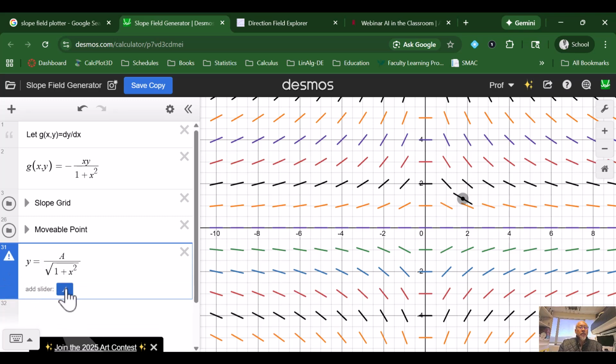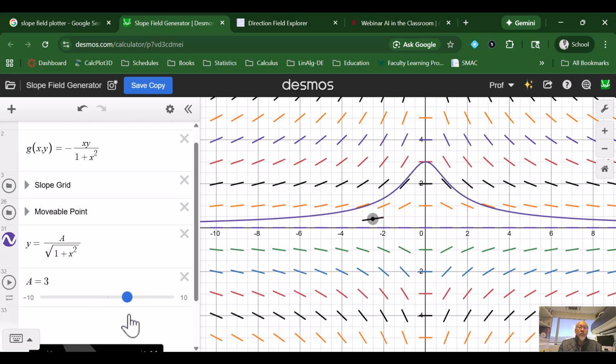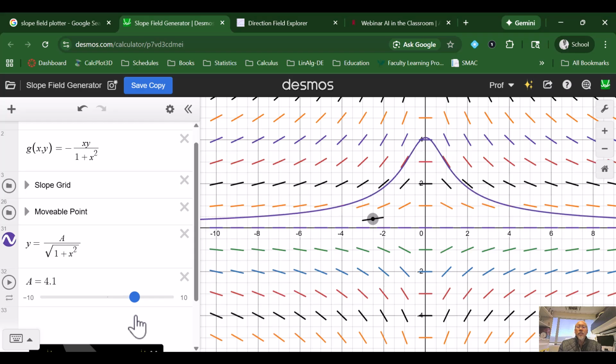And then if we throw in a slider a for different values of a, we're going to get different solutions. And if we take a look at the solution and any point on the solution, we'll see that we're going to get the slope field to be, well, tangent to these things. As a gets larger and larger, we see the point also is going to remain tangent.